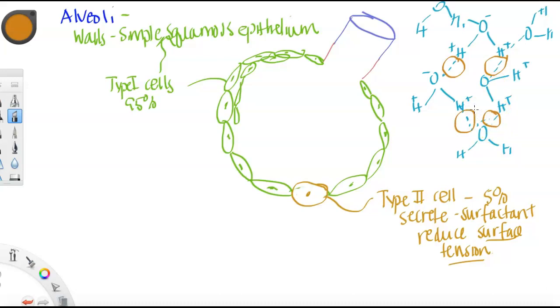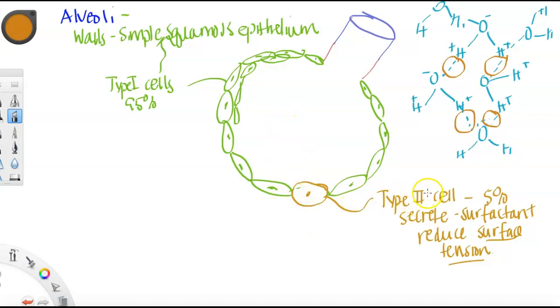Okay? So the surfactant breaks these bonds a little bit in order to decrease the amount of surface tension, because of that stickiness, especially since the walls of the alveoli are so thin, I mean, they're just squamous cells. If the water stays together like that and has that surface tension, it will not allow the alveoli to inflate. So the alveoli will collapse. So the surfactant breaks some of those bonds so that the alveoli can inflate with the air that you breathe in.